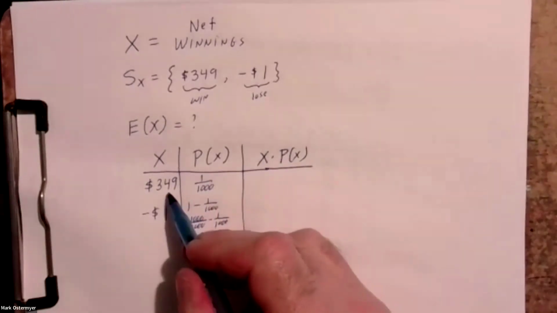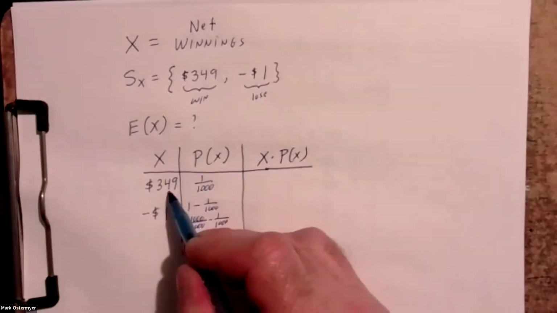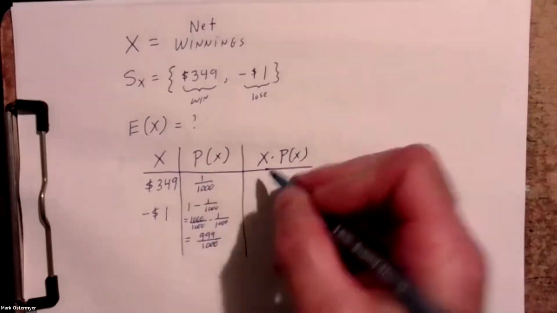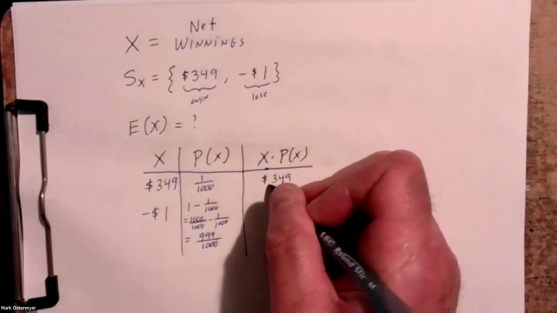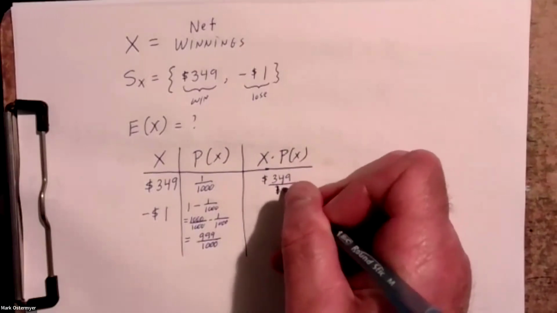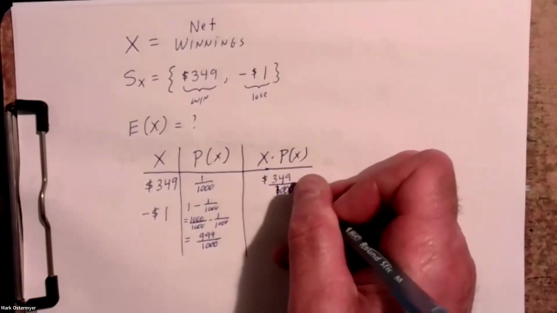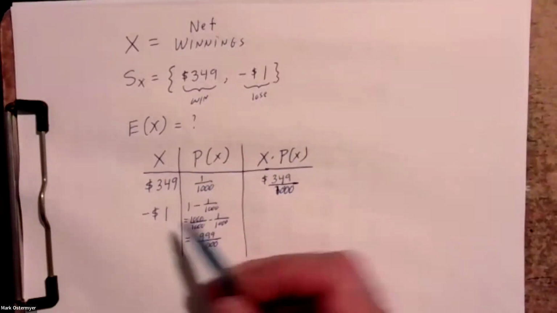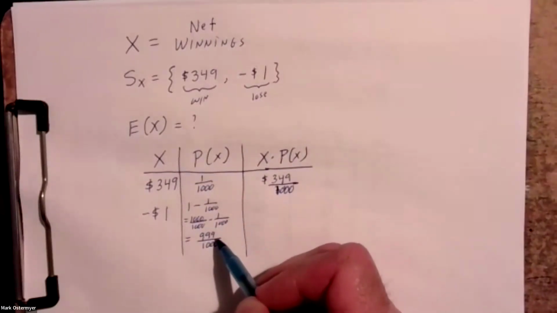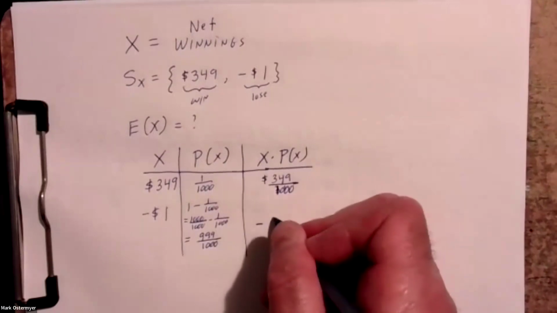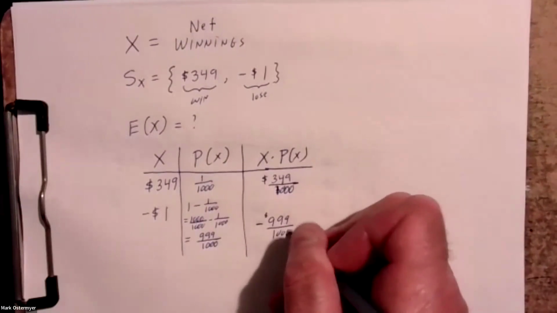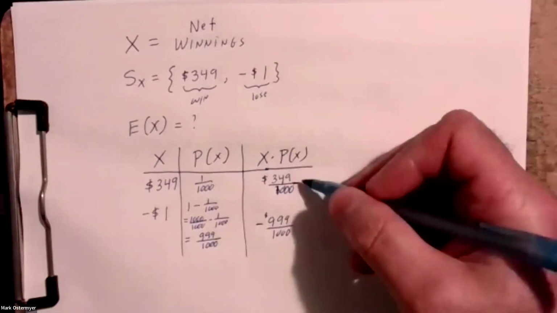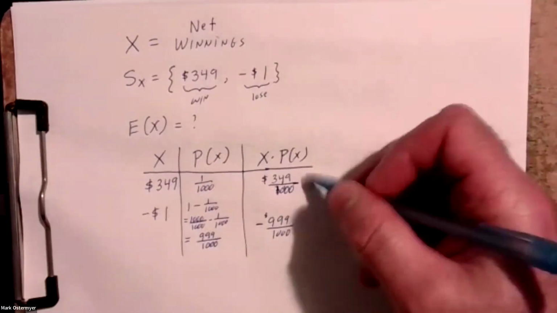All right, let's take X and multiply it by its probability. What's 349 times 1/1,000? I'm going to call that 349/1,000. Whoops, 1/1,000. If I take -1 times 999/1,000, I get negative what? 999/1,000. Now, the expected value, ladies and gentlemen, is found by adding this last column up here.